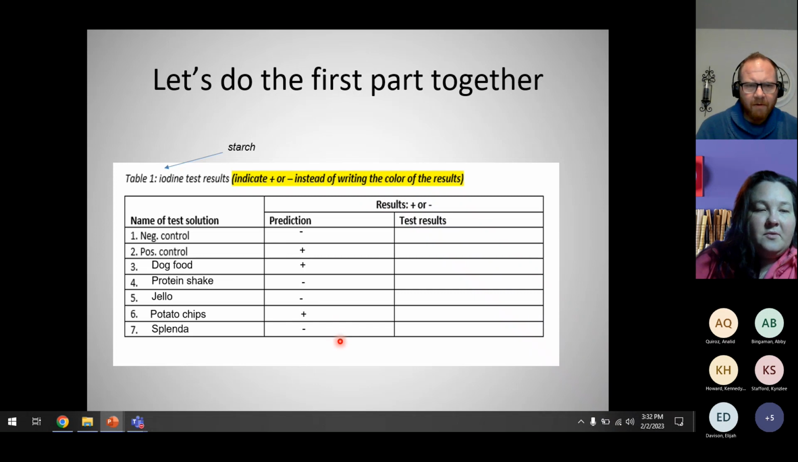All right, so does everyone see how I did that? I looked at what it was being tested for: iodine test for starch. And then I predicted, based on my knowledge, whether I was going to see a positive result or a negative result. All right.